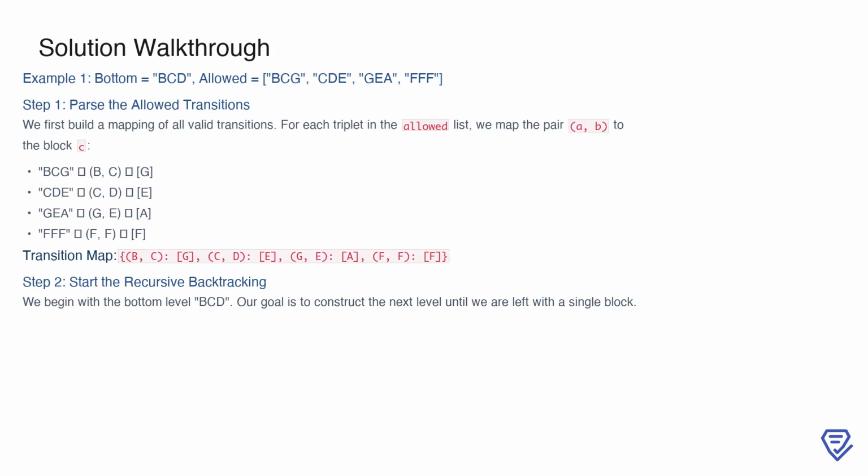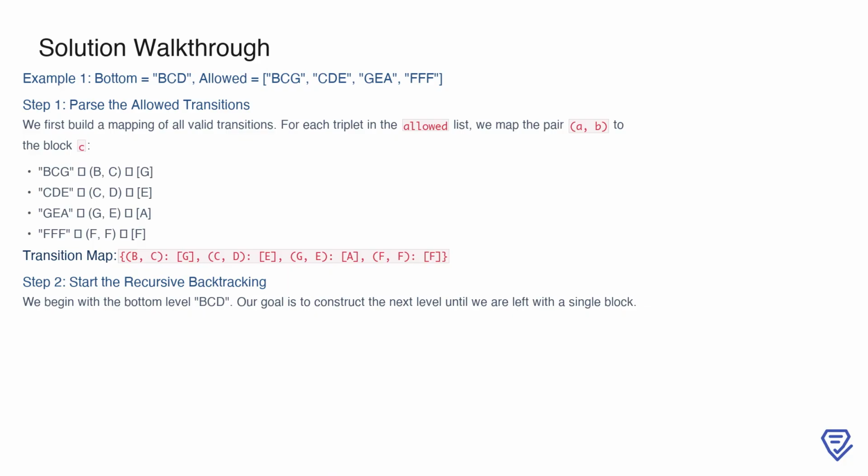To solve the pyramid transition matrix problem, we begin by parsing the allowed transitions. Given the list of allowed triplets, we map each pair of blocks, A, B, to the possible third block, C, that can sit above them. For example, the triplet BCG maps B, C to G, CDE maps C, D to E, and so on. This results in a transition map of B, C to G; C, D to E; G, E to A; F, F to F.